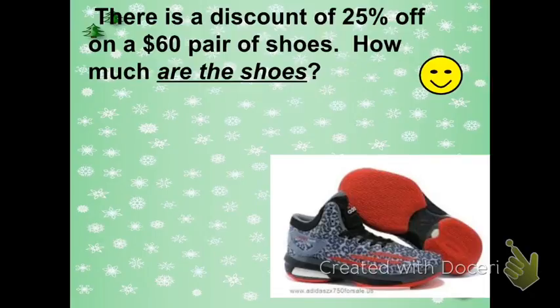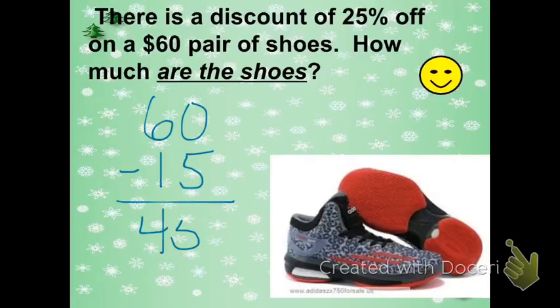Now it says there's a discount of 25% off on a $60 pair of shoes. How much are we going to pay? So we said the original price was how much? $60. And how much are we going to save? $15. So we're going to subtract it. $60 minus $15 gives us $45. That's how much we're going to pay for the pair of shoes. $45. Now, the really only tricky part about this is people forget, are you figuring out how much you are going to save or how much you are going to pay? That's really the only place where people make mistakes.